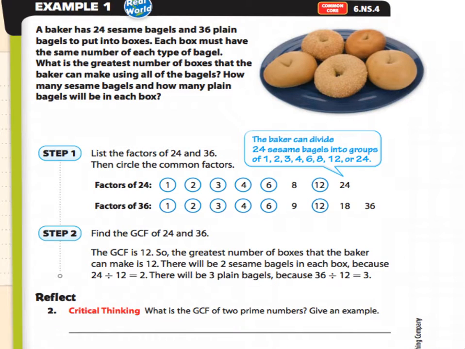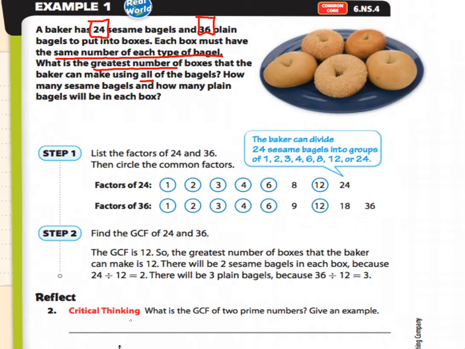Okay, going to the next problem, I'm just going to read over it with you. So we have a baker that has 24 sesame bagels and 36 plain bagels to put into boxes. Each box must have the same number of each type of bagel. That's important. 24 and 36. What's the greatest number of boxes that the baker can make using all of the bagels?